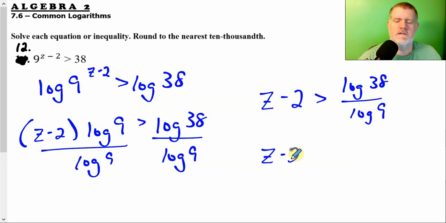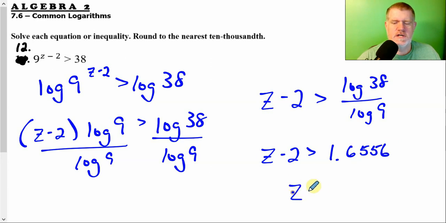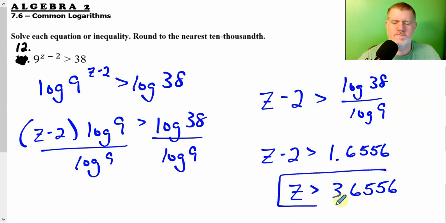Alright. So what's the log of 38 divided by the log of 9? Well, I'm glad you asked, because I can tell you that that answer is 1.6556. Add 2 to both sides, and I get 3.6556. Again, not equals, it's greater than.